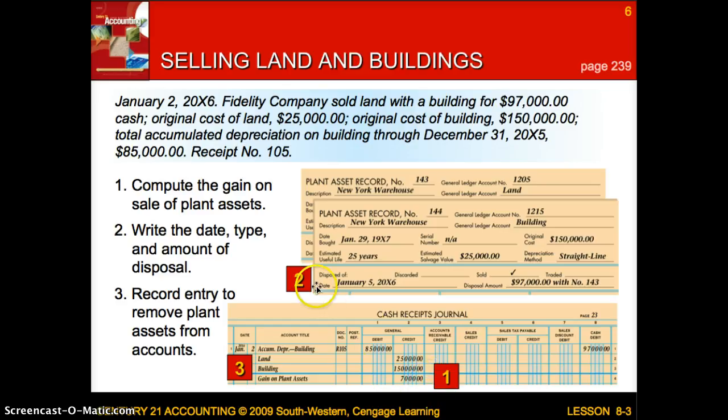Okay, then we need to go in and say how we disposed of the land and the building. Okay, so here is our building. We sold it for $97,000. Okay, on January 5th. Then we need to record an entry to remove the plant asset from the account. So this is removing those two plant assets. These would have been debited prior. Now they are being credited, so we no longer have that land or that building.